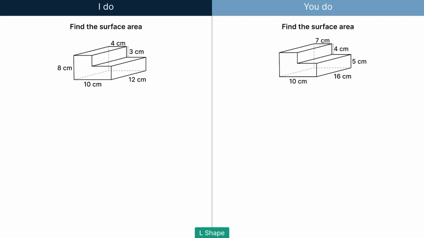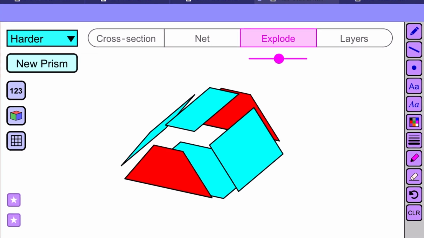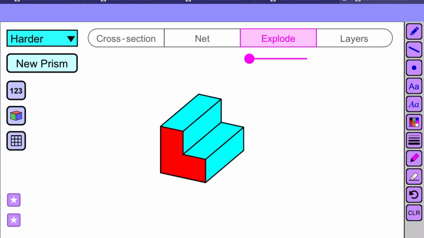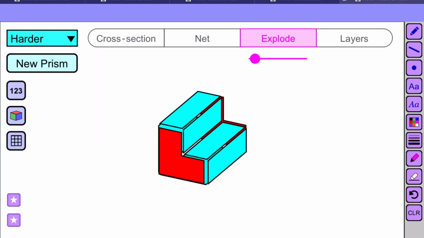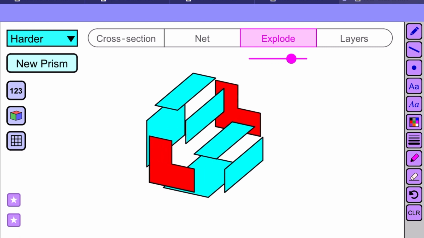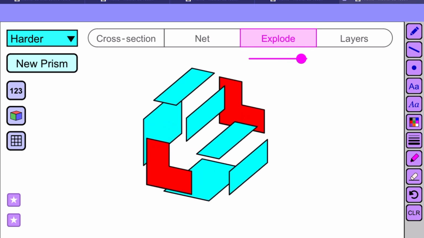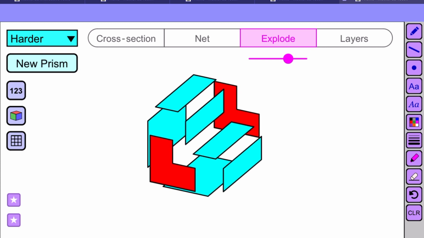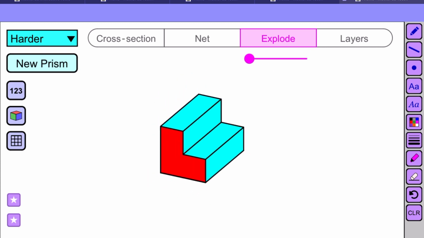And now moving on to the final shape, which is the L shape. So if I go back to my software here, we can again explode this, and notice this time there's a lot more sides. Okay, there's 1, 2, 3, 4, 5, 6, 7, 8 sides that we need to find the area of. Okay, so that is key to note. That's 8 sides now that we're working with.